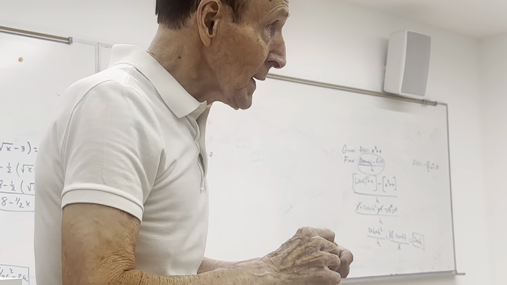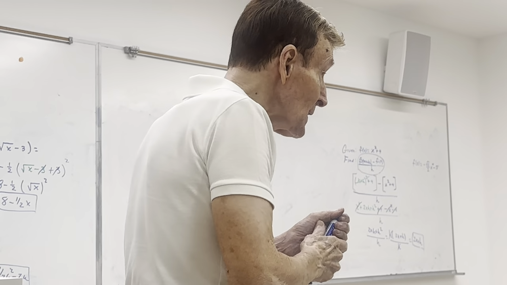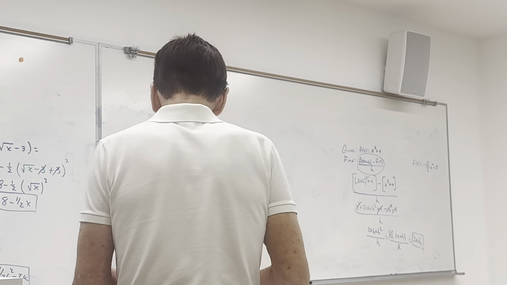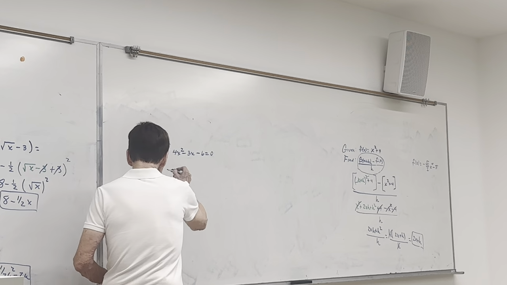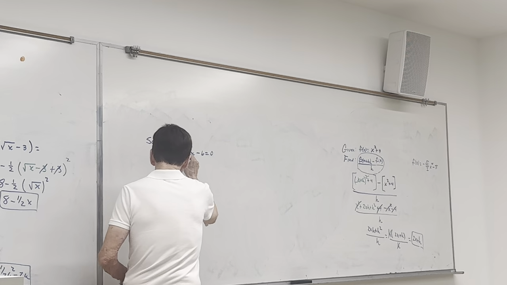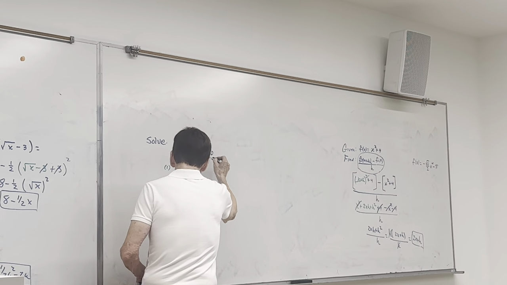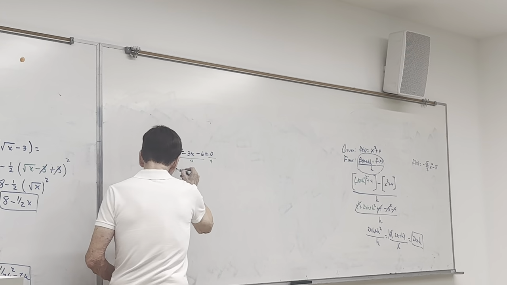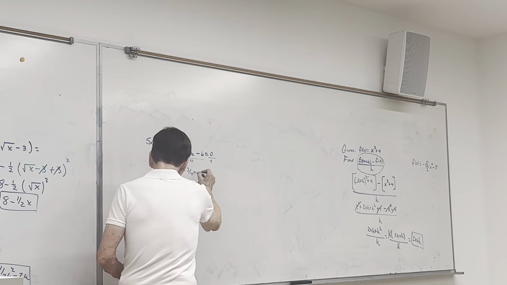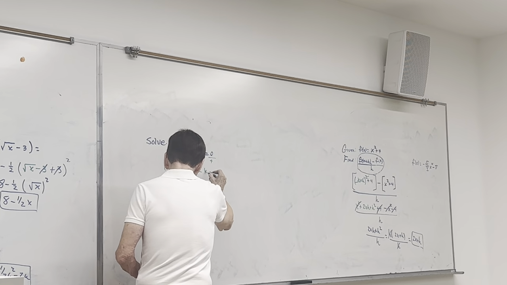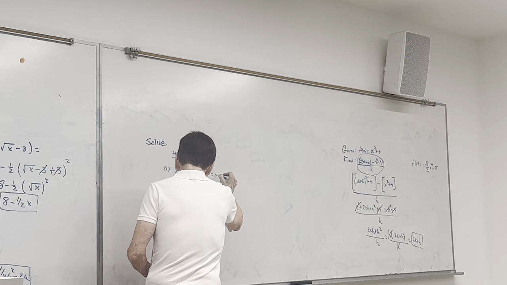Can anyone help me out? You're closing out tonight. What would you do first? Divide everything by 4. Because it's step 1. This is division by 4. Which will give me x squared. Be very careful. Subtract 3 over 4 x. Subtract 6 over 4, equals 0.